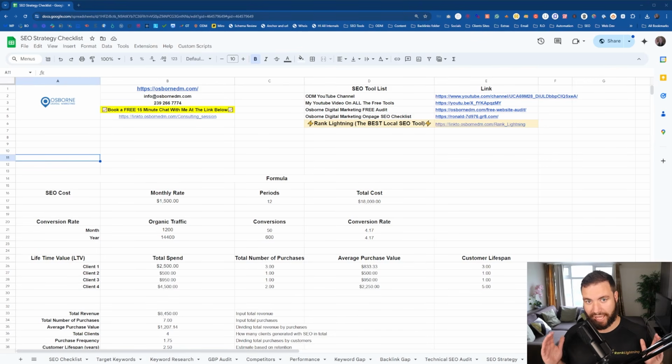Let me show you how to measure the ROI of SEO with no nonsense, straight to the point. Guys, I'm Ron from Osborne Digital Marketing, and I'm going to show you exactly how to calculate the ROI of an SEO campaign. Let me explain why it's actually important to track accurately the ROI of an SEO campaign.